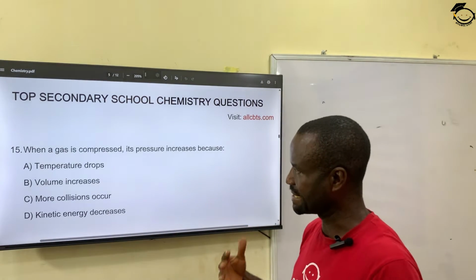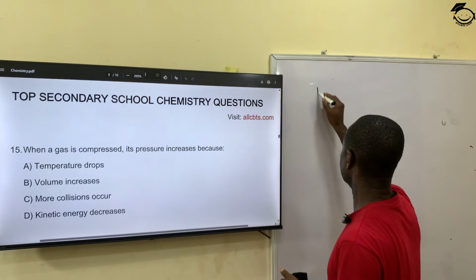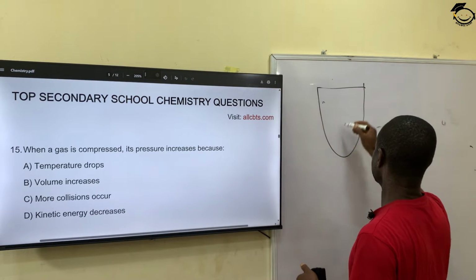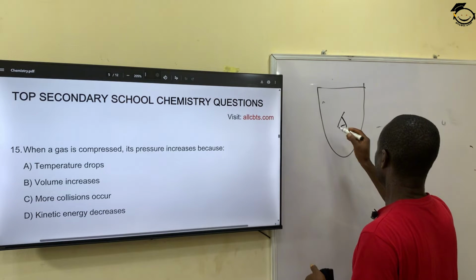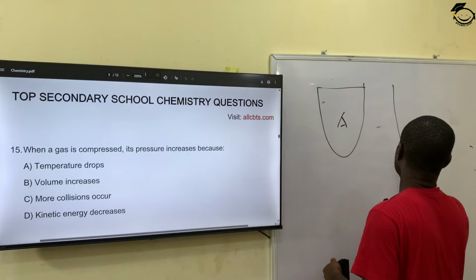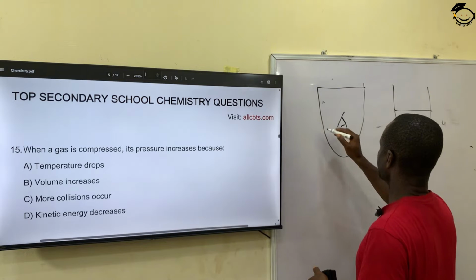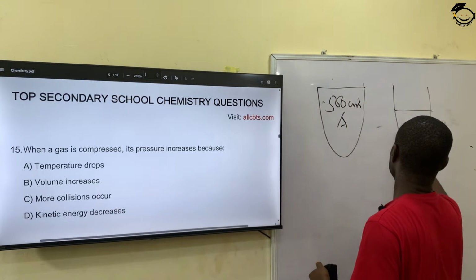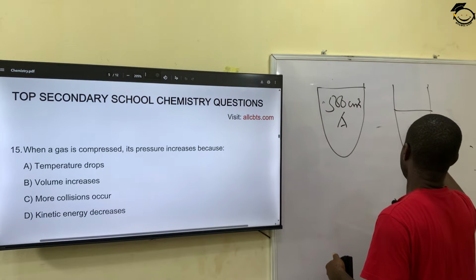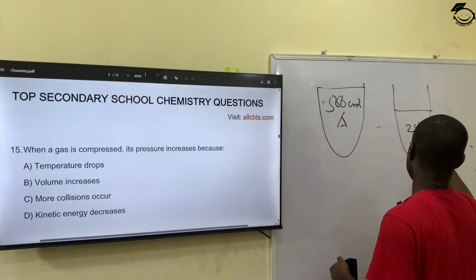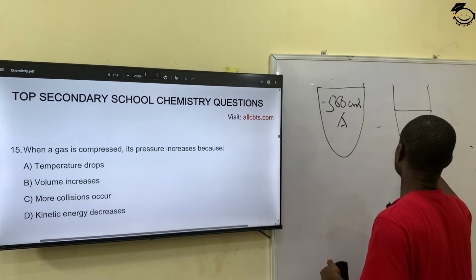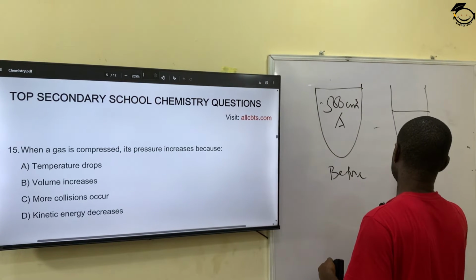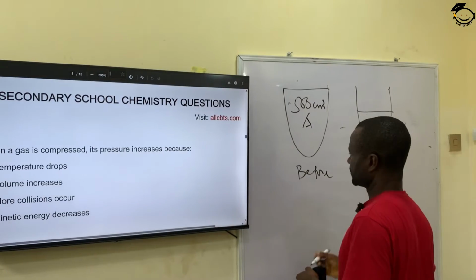So when the gas is compressed, for instance, we have gas A, in the volume compressed by half. This is the initial volume, maybe 500 cm³. Now compressed by half, which is 250. The same gas, before and after, at the same temperature.